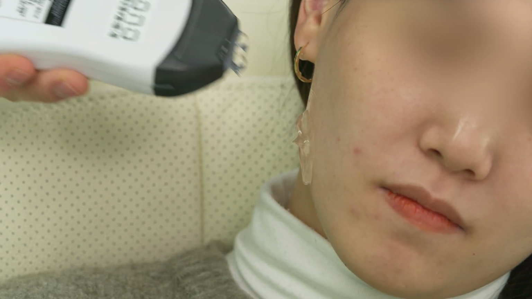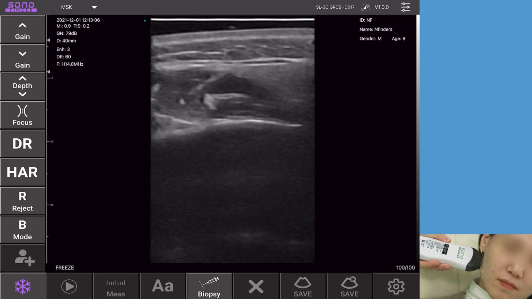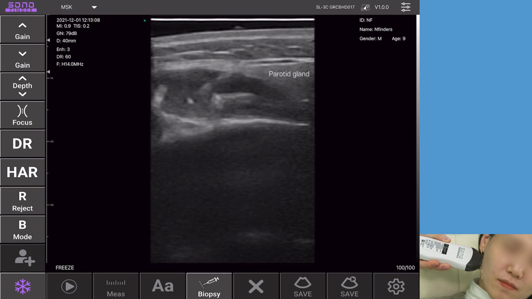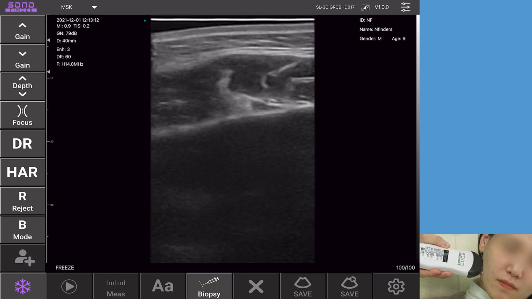The posterior border of the masseter muscle can be partially covered by the parotid gland. Also, you can record the movement of the muscle during clenching with the aid of ultrasonographic imaging. Please bite.